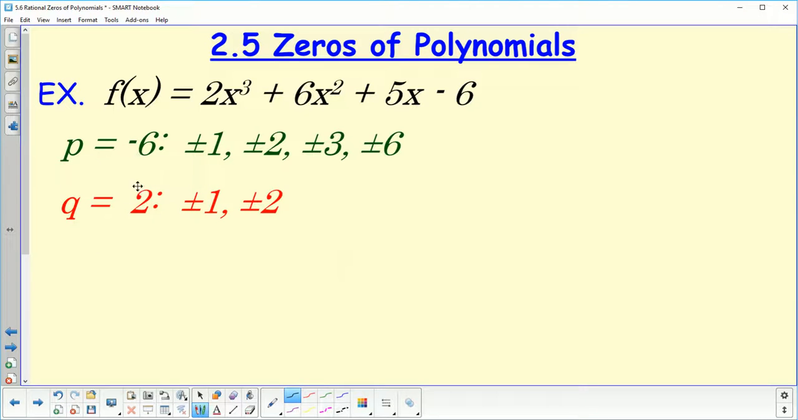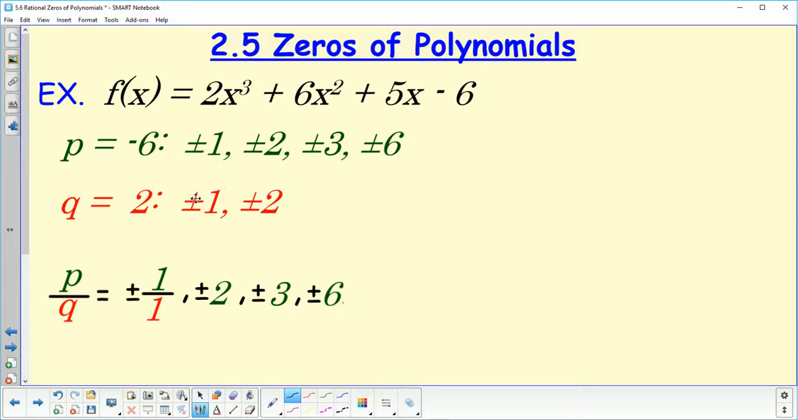So we've identified p and q, and what we need to do is put all of the p's over all of the q's. So that means I'm going to take each one of these individual p's and divide them by each one of these q's. So when we divide by 1, first one we'd get is plus or minus 1 over 1. Well, that's just 1. So we can just think of that as plus or minus 1. And then if I do 2 over 1, 3 over 1, 6 over 1, I'm not going to write them as fractions, because if I simplify them, I just get plus or minus 2, 3, and 6.